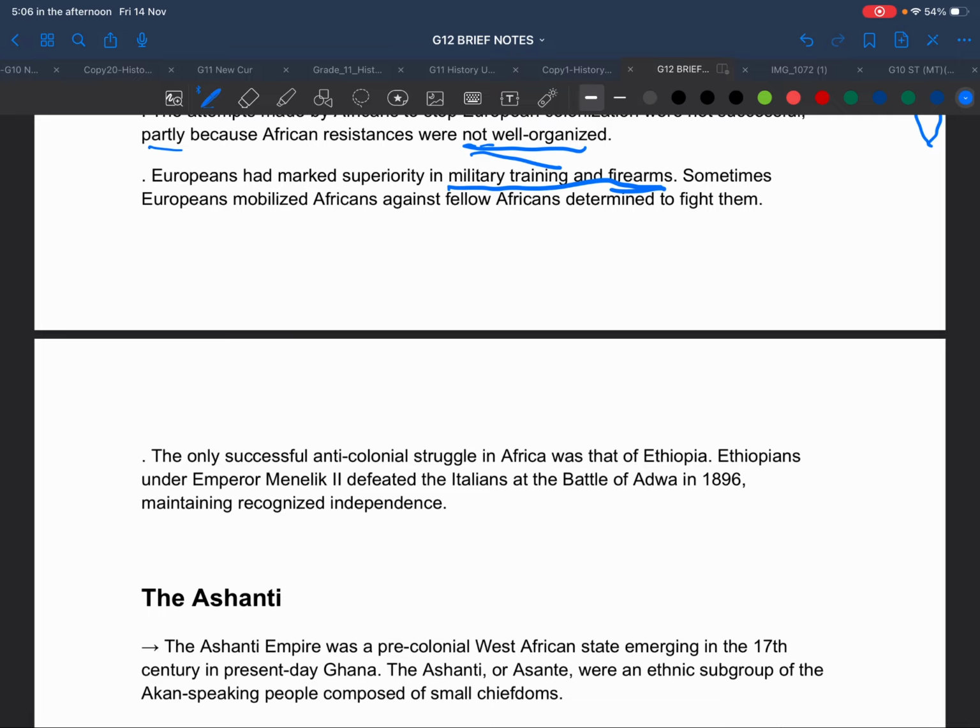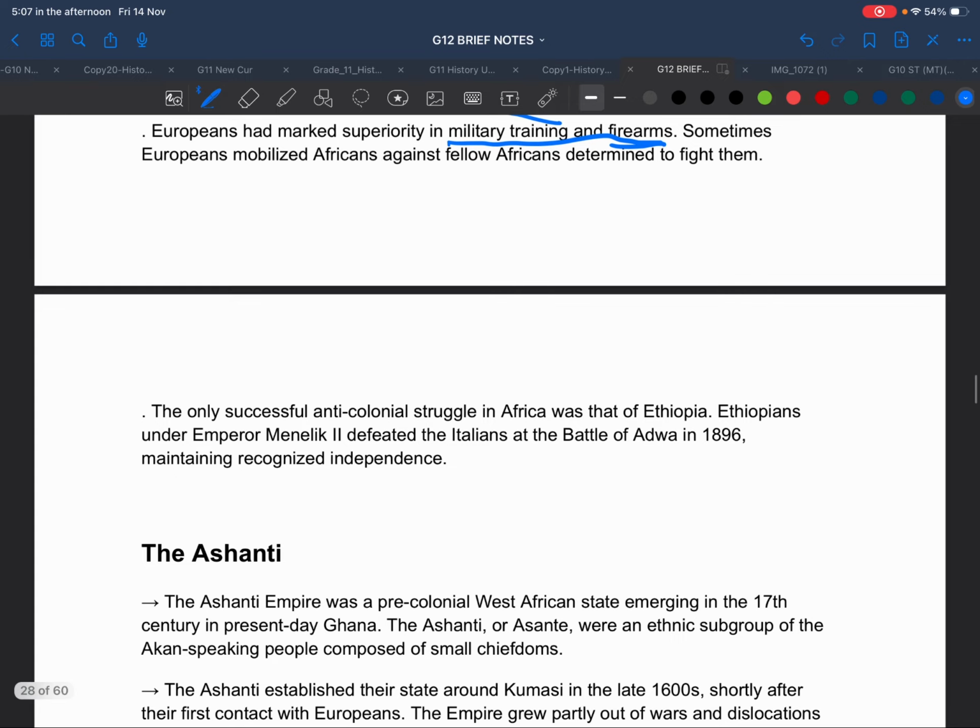Sometimes Europeans mobilized Africans against fellow Africans determined to fight them. This was the British plan, another policy in addition to their indirect rule. They used what was called a divide and rule system. They divided Africans: some Africans went to the British side, some stood for their freedom. So Africans fought Africans, which was more advantageous for the European colonizers.